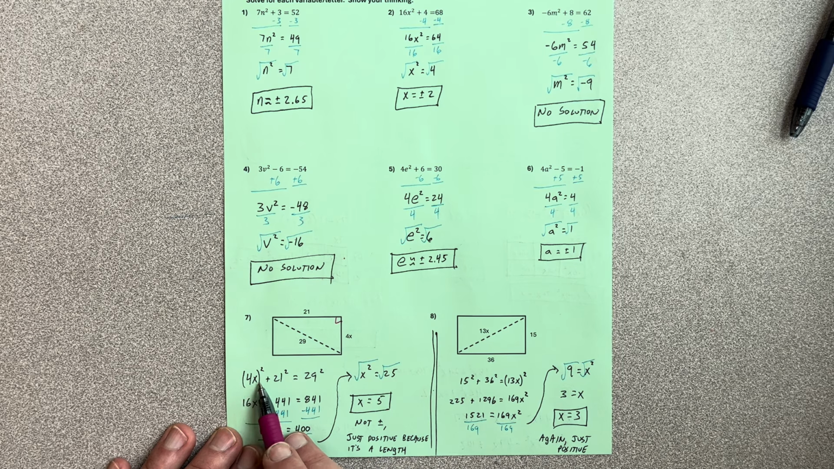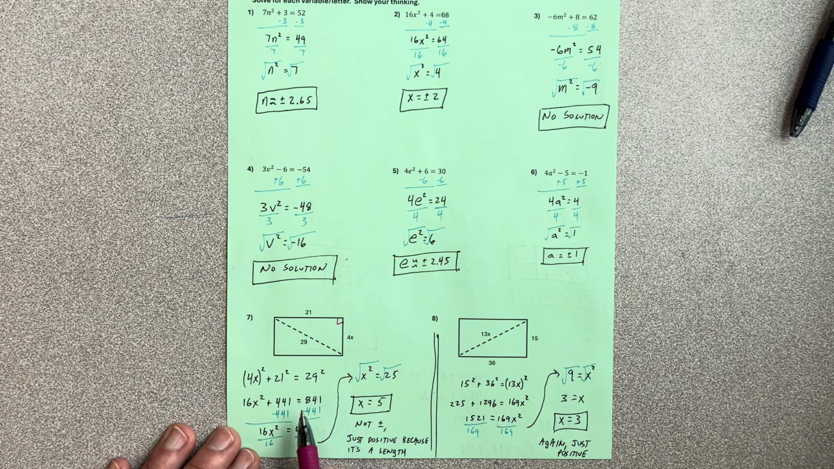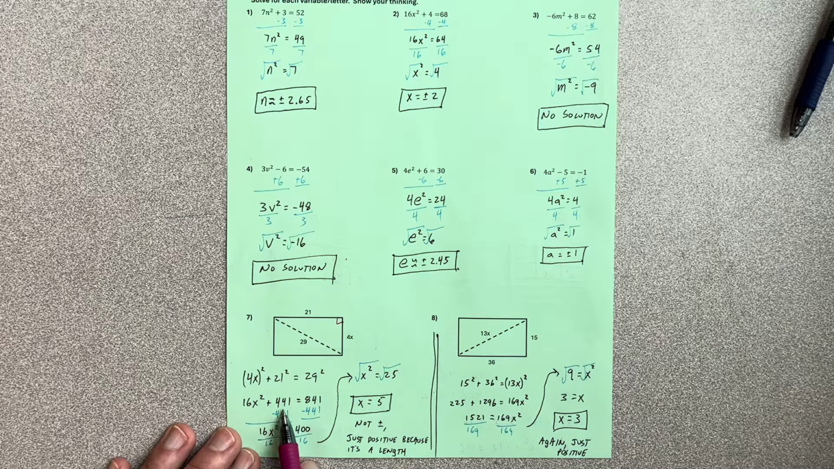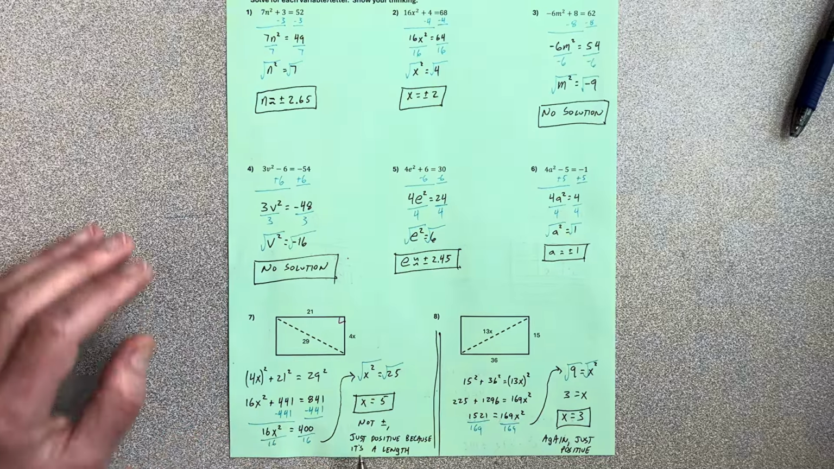So let's square everything. The tricky part here is that you need to remember to square the entirety of this term, the 4 and the x, not just the x. 4 times 4 is 16, x times x is x squared. 21 squared gives us 441, 29 squared gives us 841. I didn't just know these, I put these in my calculator. I encourage you to do the same. Now we solve it just like all the ones above, but the numbers are a little bit bigger.